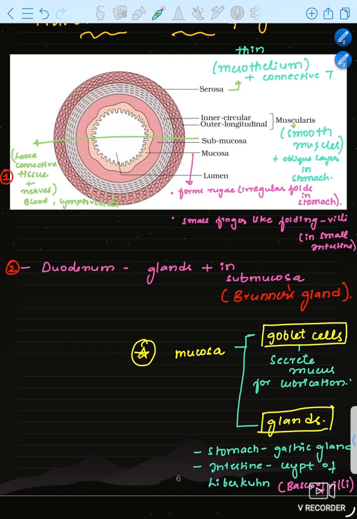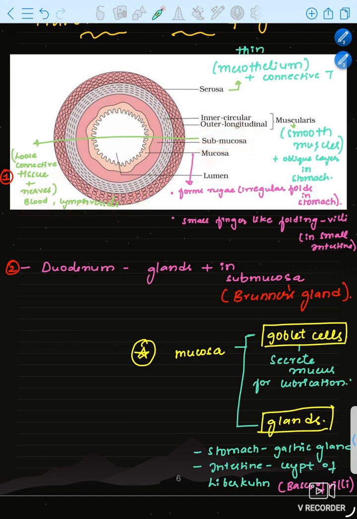And then you have to remember one more point, that in stomach an extra muscular layer will be there, inner to circular, the oblique muscle layer. In stomach the oblique layer is present. And next one is submucosa. Submucosa is also made up of loose connective tissues as serosa, and in addition to that, nerves, blood vessels and lymph vessels are present in submucosa.